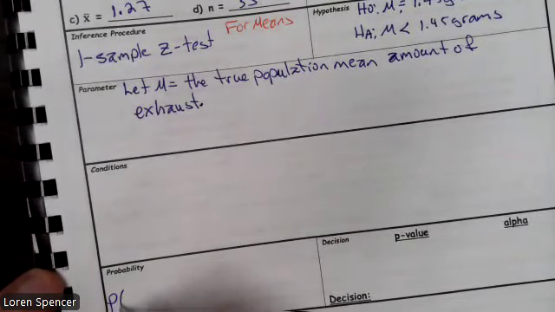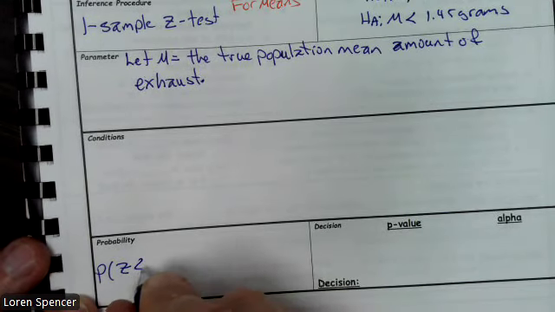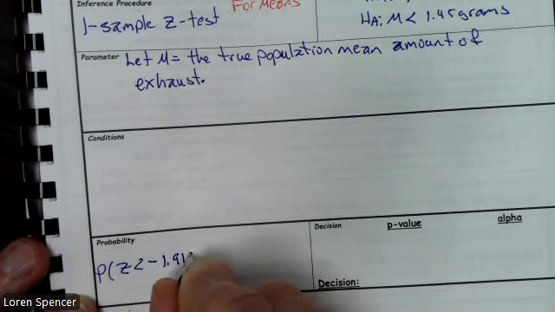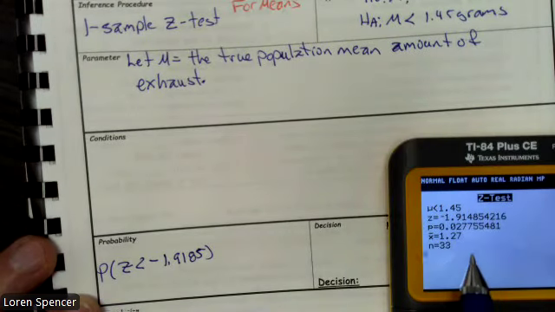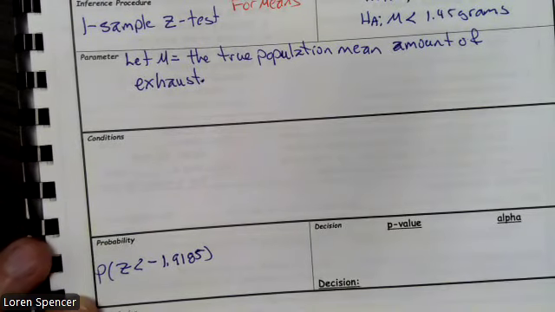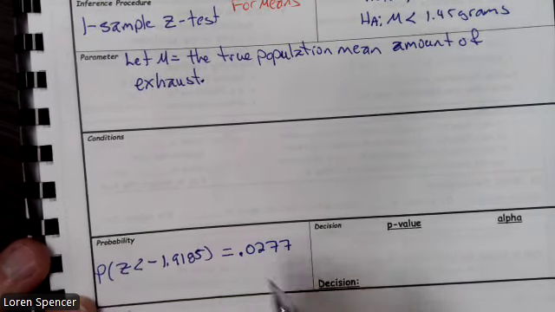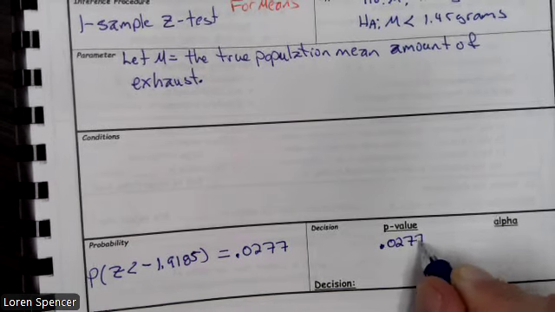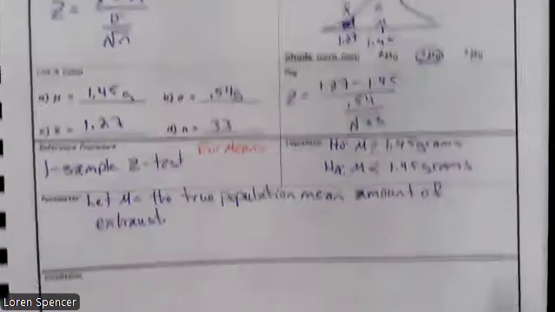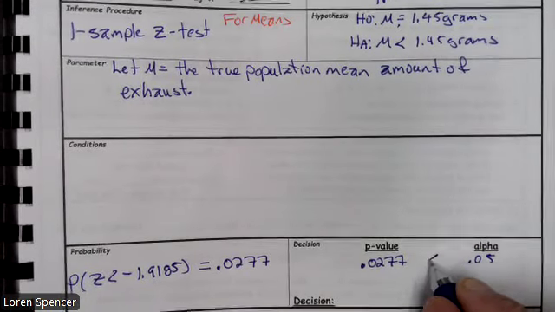So the probability that z, and since we have less than there, we're going to write the same thing there. z is less than negative 1.9148. This inequality and this inequality always need to match, unless we're doing a two-sided test. That equals 0.0277. So we're going to write our p-value down here, 0.0277. Our alpha is 0.05, and this is less than.